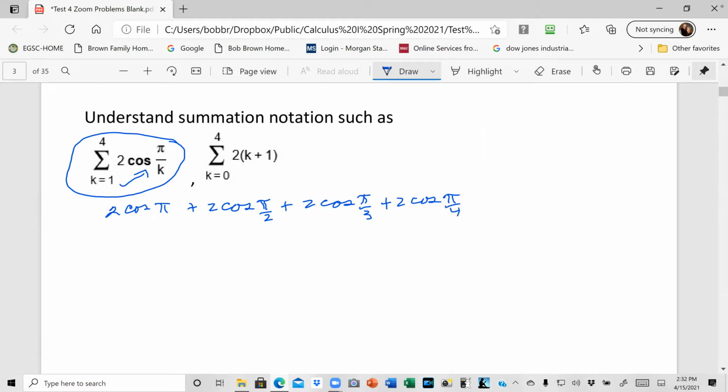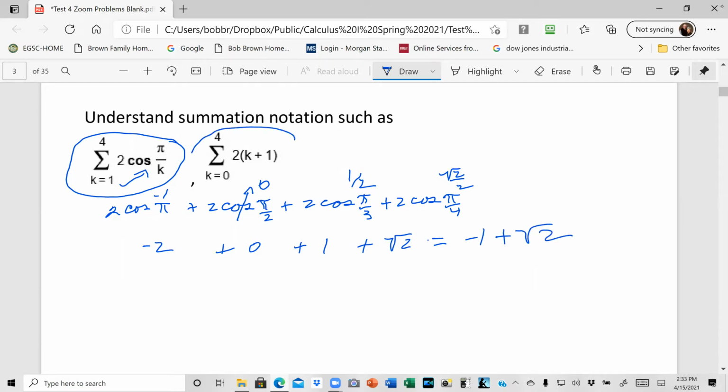Cosine of pi is -1, so this would be -2. Cosine of pi over 2 is 0, so this would be 0. Cosine of pi over 3 is 1/2, so this would be +1. And then cosine of pi over 4 would be square root of 2 over 2, so this would be the square root of 2. So the sum would be -1 plus the square root of 2.